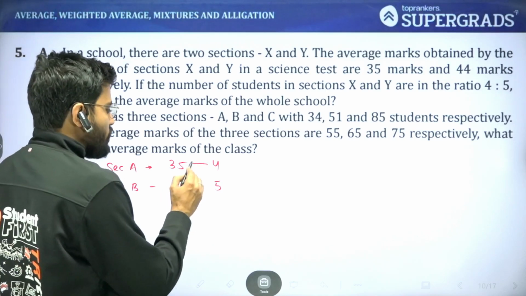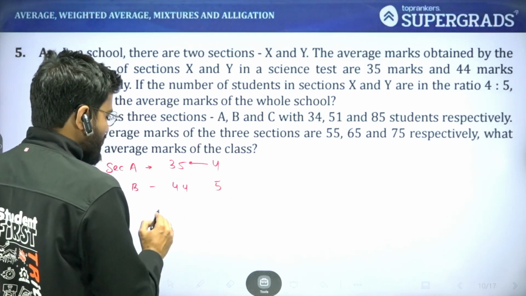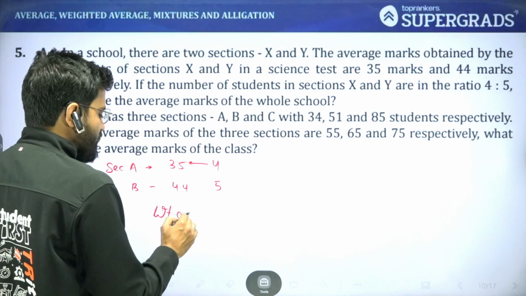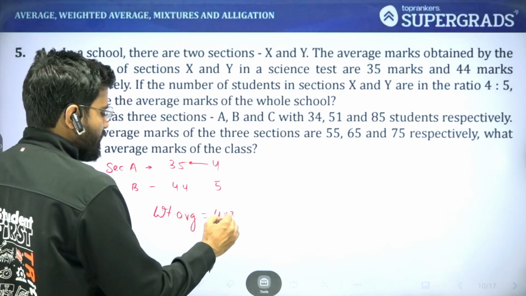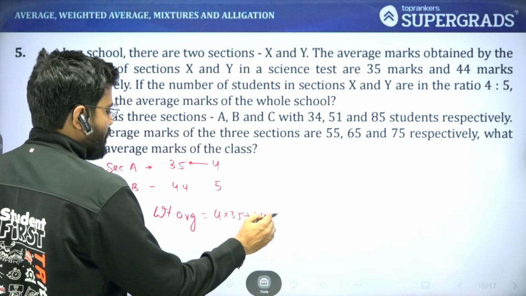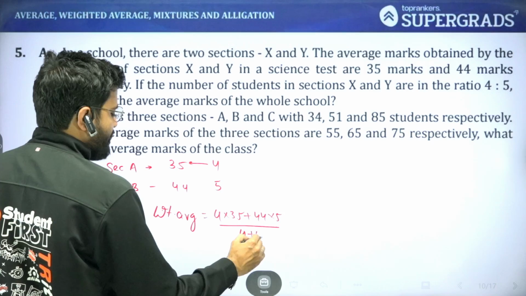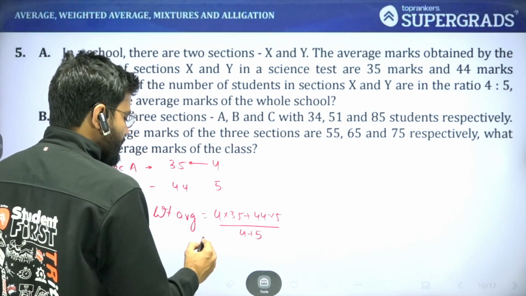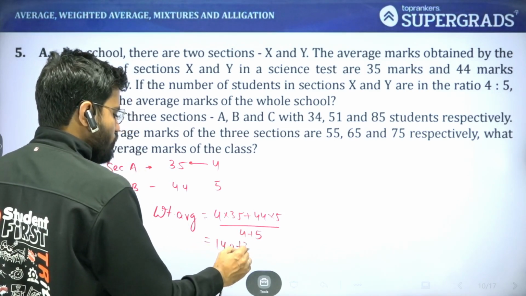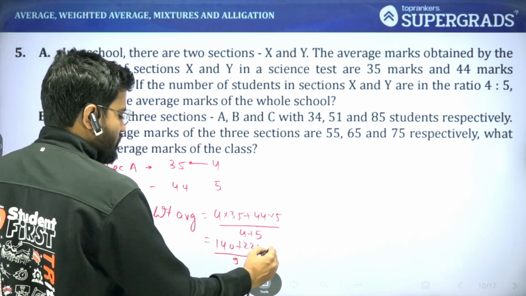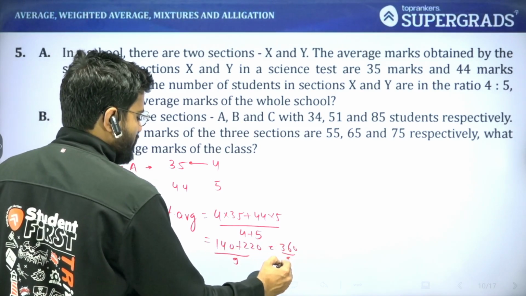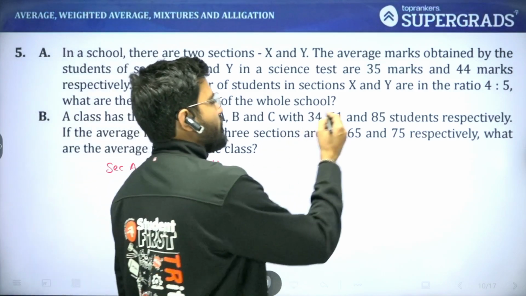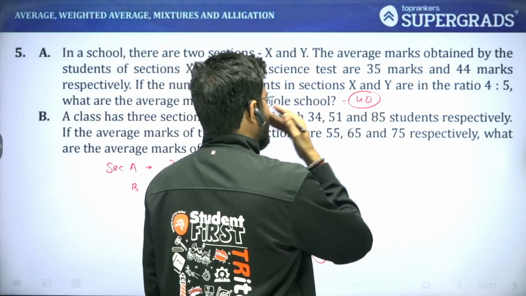Yes. So 4 into 35. So what will be the overall average? So weighted average will be equal to 4 into 35 plus 44 into 5 divided by 4 plus 5, because we can directly use the ratios as the number. 35 into 4 is 140 plus 220 divided by 9. So this becomes 360 by 9. So the average comes out to be 40. So what are the average marks of the whole school? It comes out to be 40.